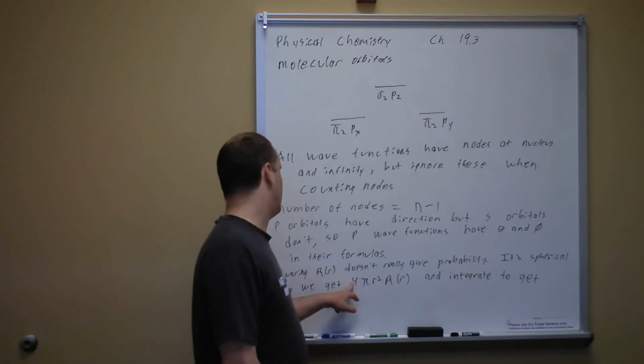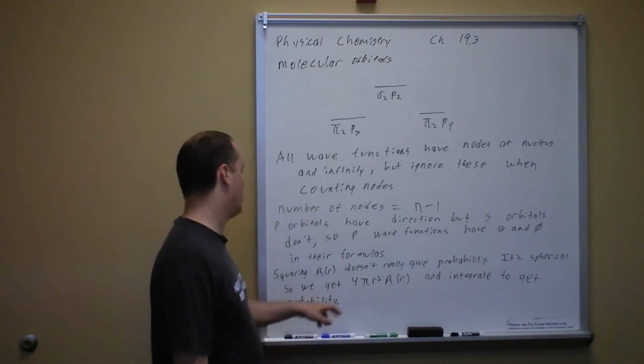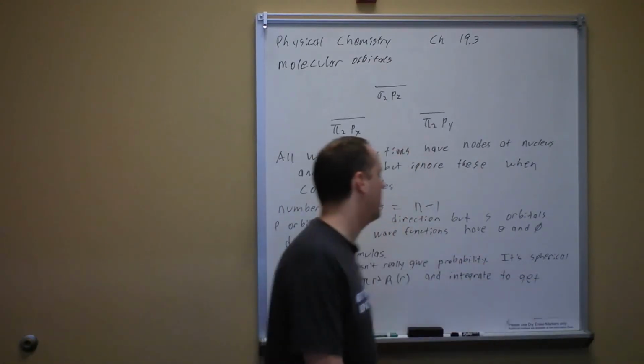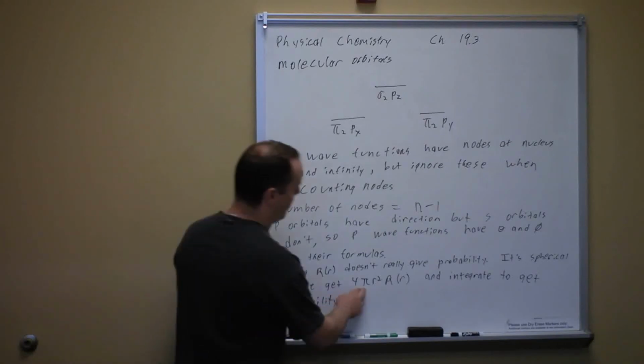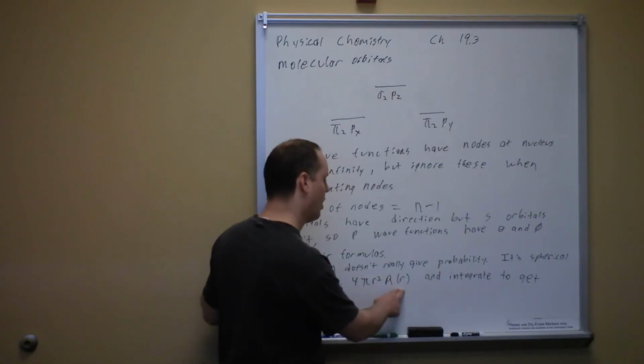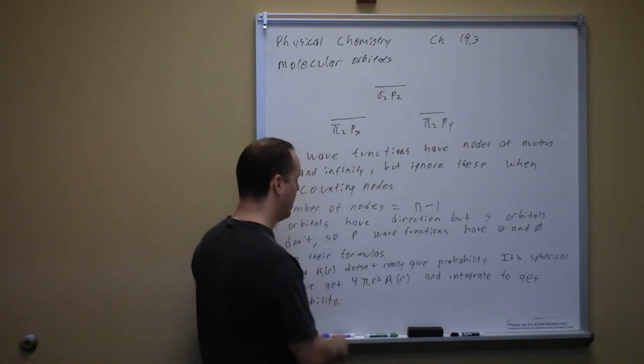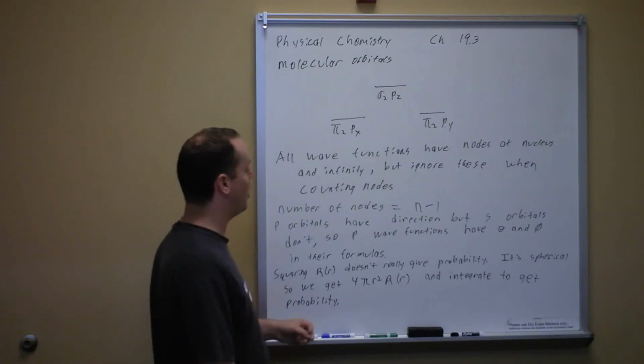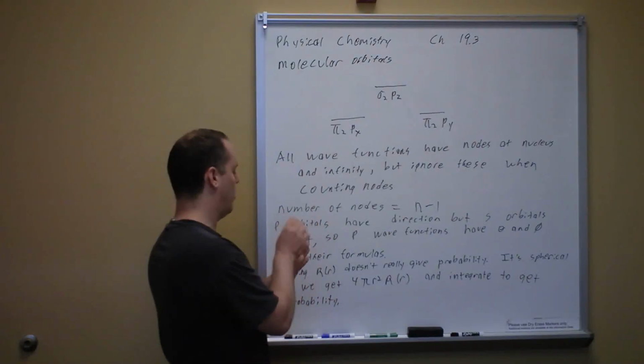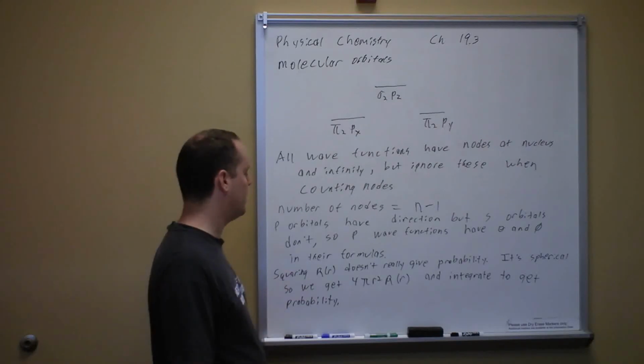Well actually, we're in spherical coordinates, that's what I mean. We're not talking about spherical order, we're talking about spherical coordinates. So we have 4 pi r squared times R of r. When we integrate that, we can find probability. Like when we want to find the probability of finding a particle from here to there, we integrate from here to there and find out the probability.